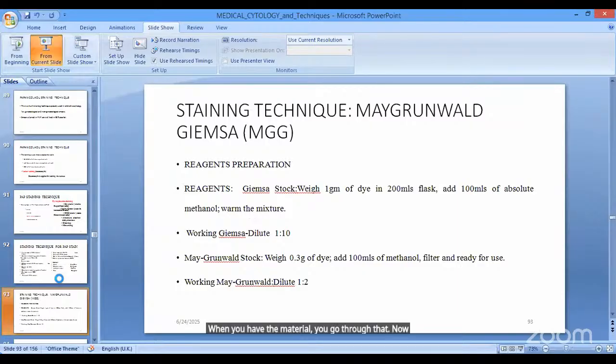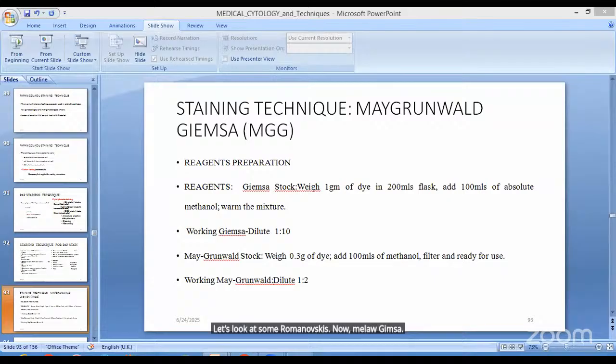Now, let's look at some Romanowsky stains. May-Grünwald Giemsa. The reagents include Giemsa stock and the Giemsa working solution. This working solution is diluted 1:10. And of course, it is the working solution that is used for the staining.